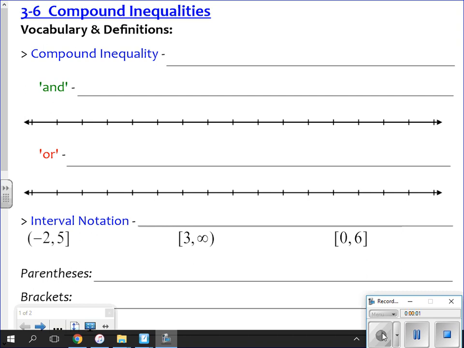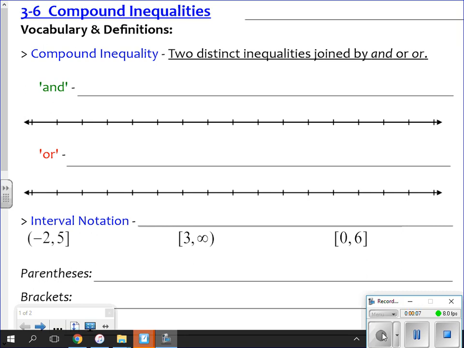Okay, here we go. So we're dealing with compound inequalities today. Compound inequalities are two distinct inequalities joined by and or or. In other words, rather than just one inequality, we have two of them. We have two conditions that our variables are trying to meet. It either needs to be true for both things, which is an and, or one or the other, which is an or. Okay?